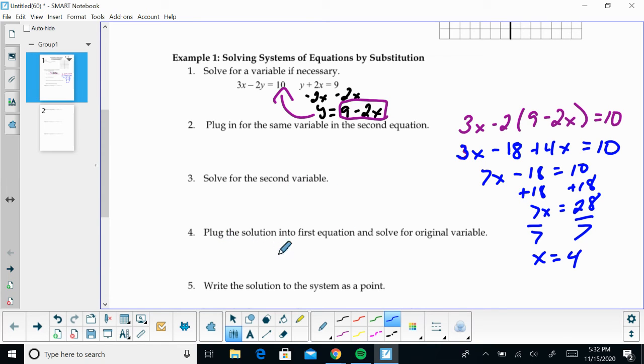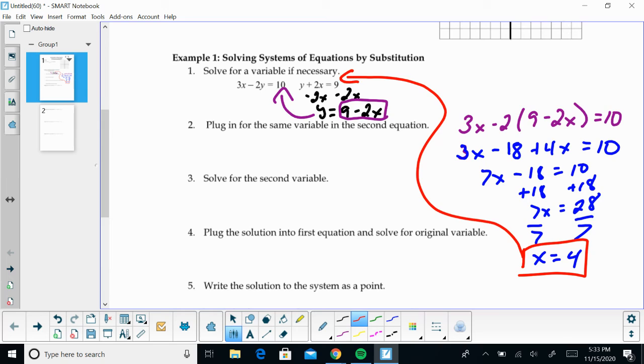Step 4, I'm going to plug the solution into the first equation and solve for the original variable. So now I'm going to take this x equals 4 and I'm going to plug it back in up here to the first equation I used. Now we can plug it into this original equation, or you can plug it into this one you solved for the variable. Either way is okay.